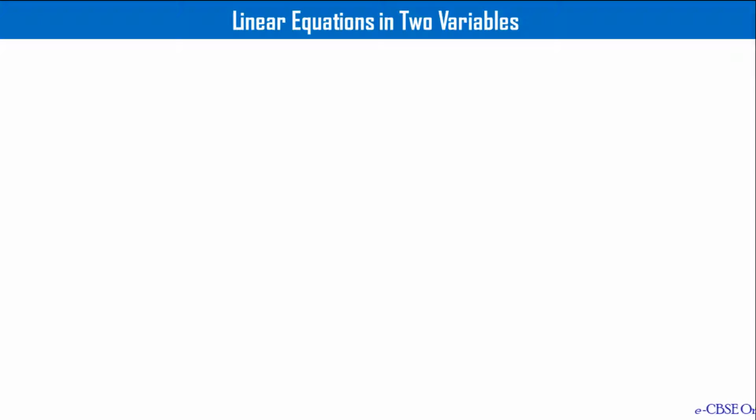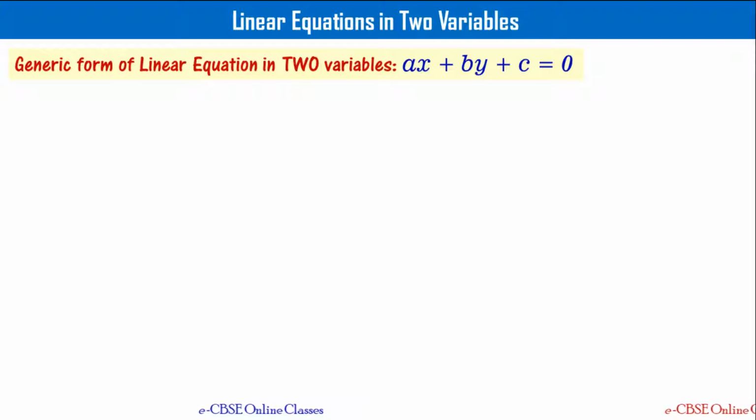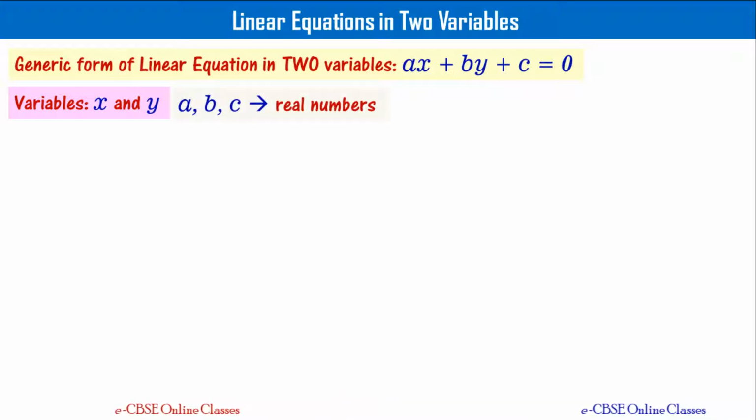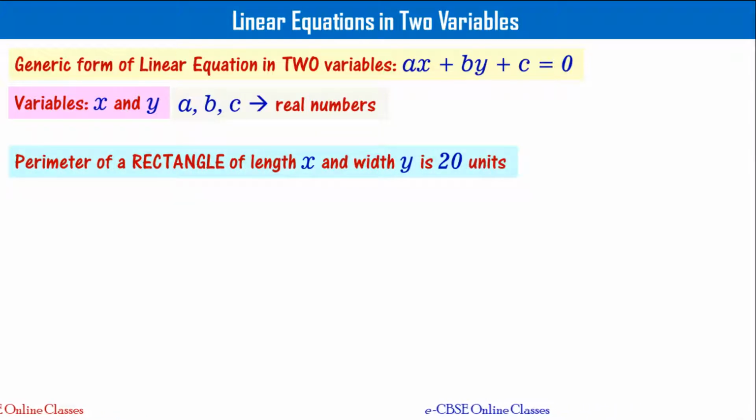In the previous video, we learnt about linear equations in two variables and said that the generic form of a linear equation in two variables is ax plus by plus c equal to 0 or ax plus by equal to c, where x and y are variables and a, b, c are real numbers. We also discussed some example cases.